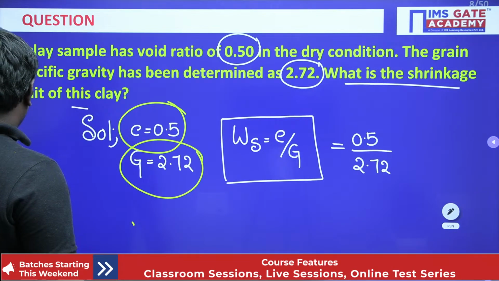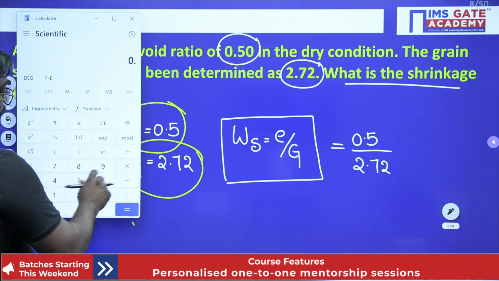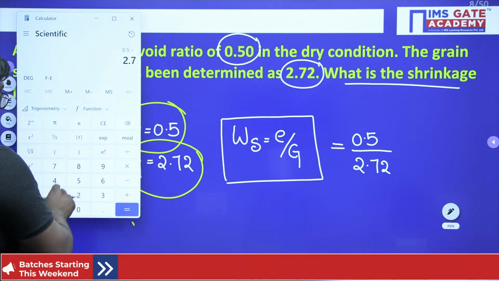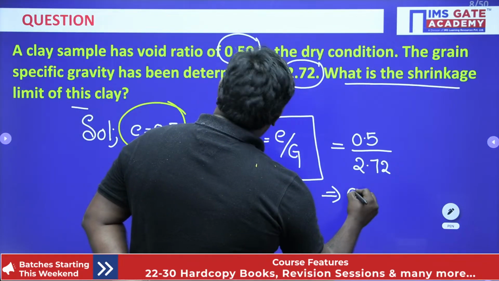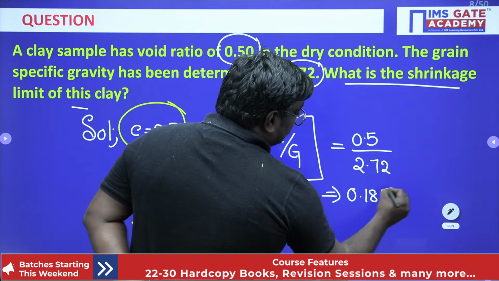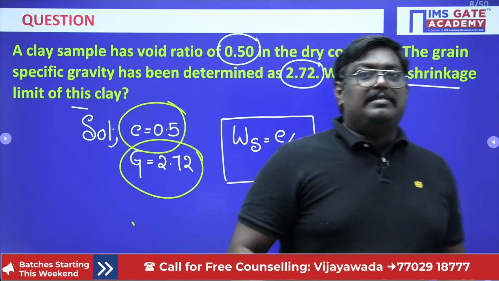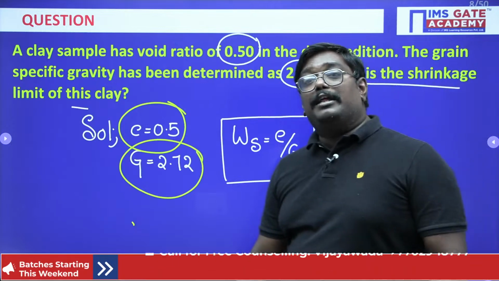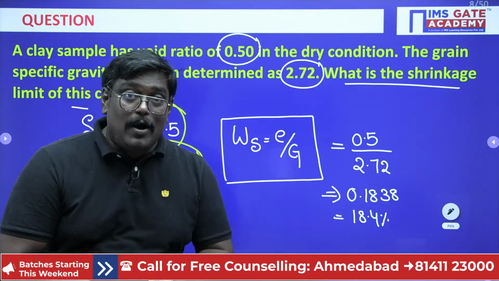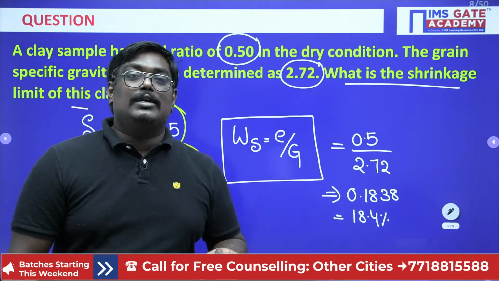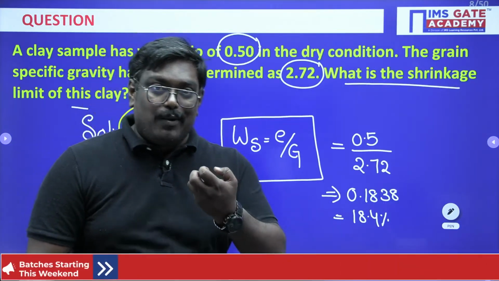So let us see, we have a calculator here. The shrinkage limit is how much, students? 0.5 divided by the specific gravity, 2.72. The value is 0.1838, or in percentage it will be 18.4 percent. So whenever they give you the void ratio and specific gravity, you can solve this problem easily if you remember that shrinkage limit is the minimum water content at which the soil is fully saturated. At this juncture, you have to substitute the degree of saturation as 1. I hope you are clear.